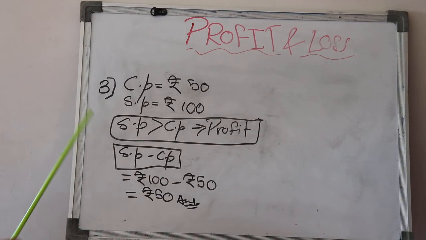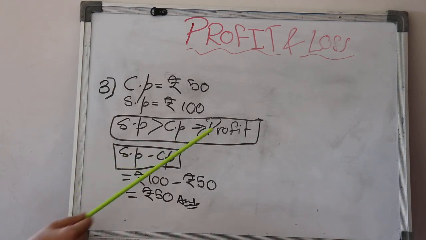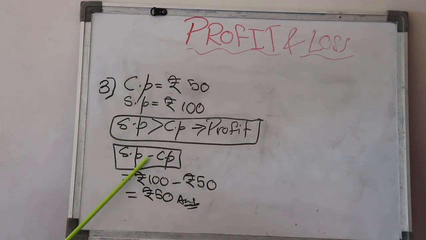The cost price is rupees 50. The selling price is rupees 100. So here the selling price is greater than the cost price, so there will be a profit. Now I'll subtract cost price from selling price because I made a profit. So the selling price is rupees 100 and the cost price is rupees 50. I'll subtract them and get rupees 50. So this is the answer. This is how we can solve the questions.